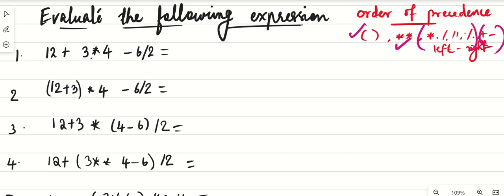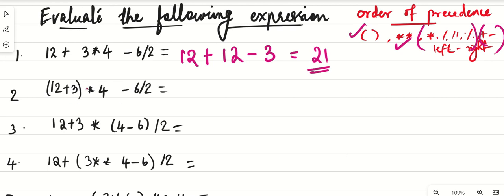Now, 12 plus 3 4s are 12 minus 6 by 2 is 3. 12 plus 12, whichever comes first from left to right. So here plus is coming, so add these two. 24 minus 3, 21. This is the answer.